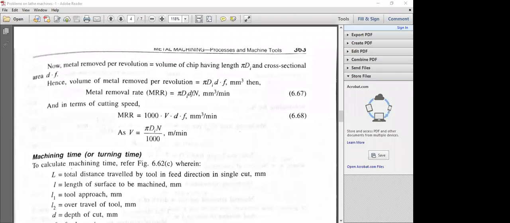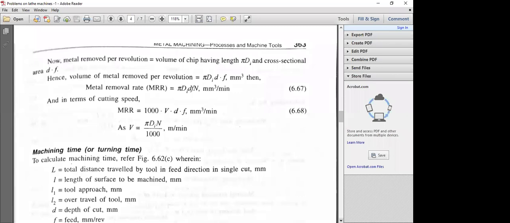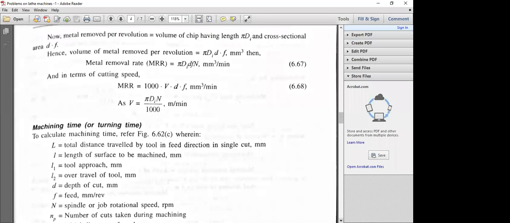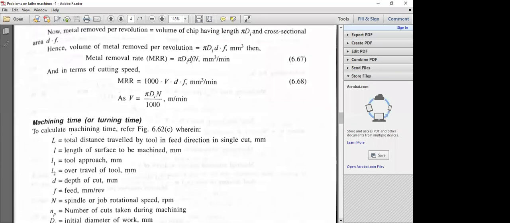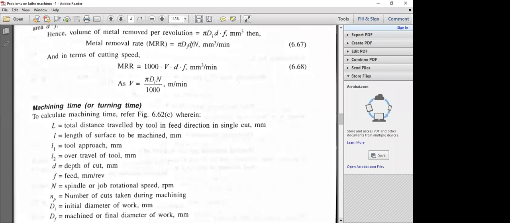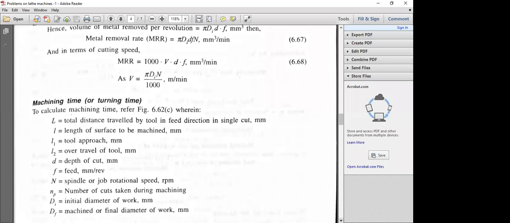So this is a permanent disturbance. People are not understanding the seriousness of the class. So L is equal to the length of the surface to be machined. What is capital L? The total distance traveled by the tool in the feed direction towards the job or workpiece. What is L1? I should have shown you in the diagram also. It is the tool approach just before machining has started, or the tool position. You have to position the tool. In CNC, it is given by G00.